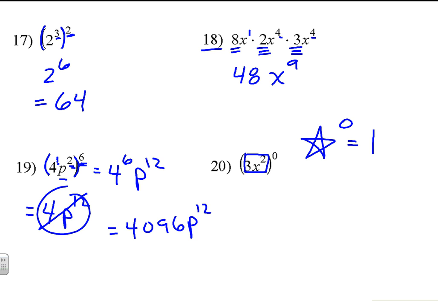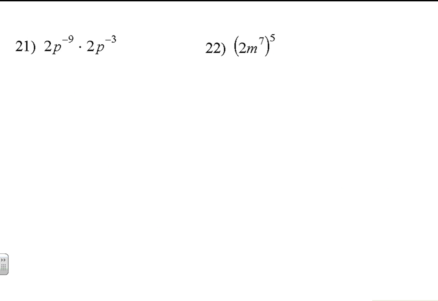It doesn't matter what it is. -7 raised to the 0th is 1. So I don't care what's going on in here. If the whole thing, 3x squared, is raised to the 0th, our solution is 1. That's our favorite types of problems. And we'll wrap up with 2 more.